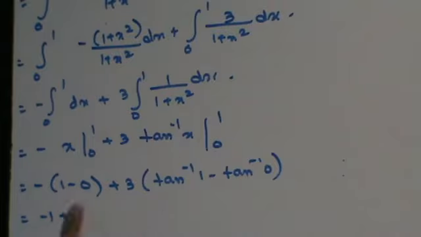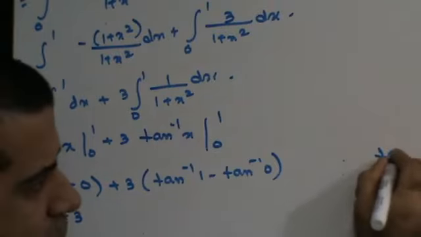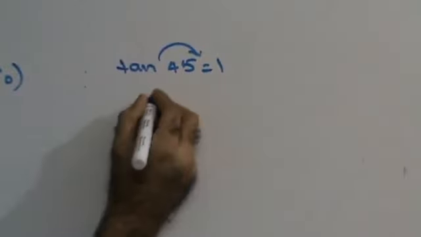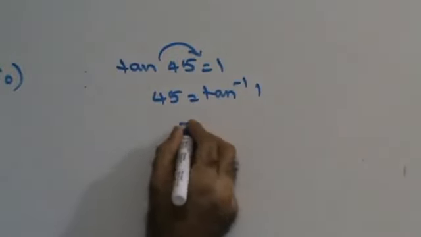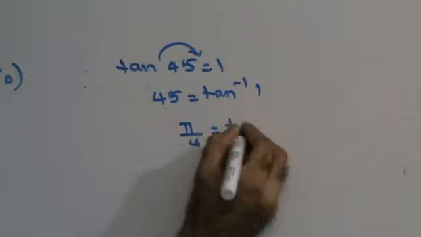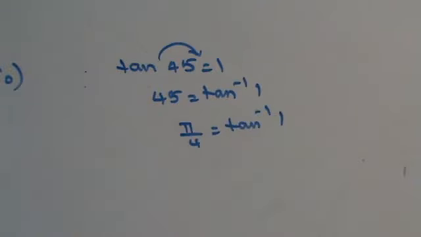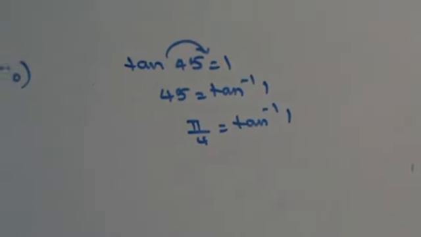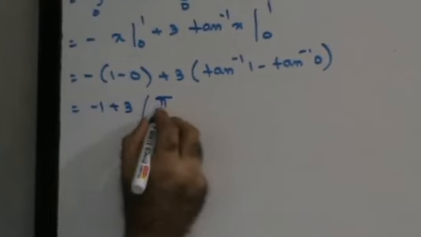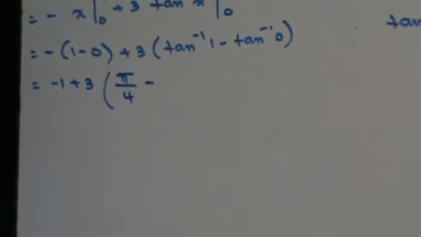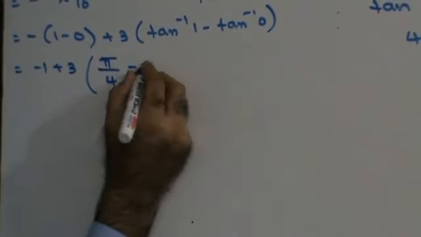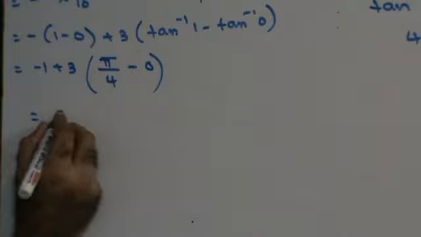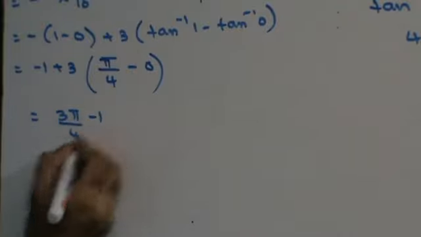Now we know, guys, that tan 45 is 1. If I take tan on the other side, I'll get 45 is tan inverse of 1. 45 can be written as pi by 4, so tan inverse of 1 can be written as pi by 4, minus tan inverse of 0. We know that tan 0 is 0, so tan inverse of 0 will be 0. So the answer is 3 pi by 4 minus 1.